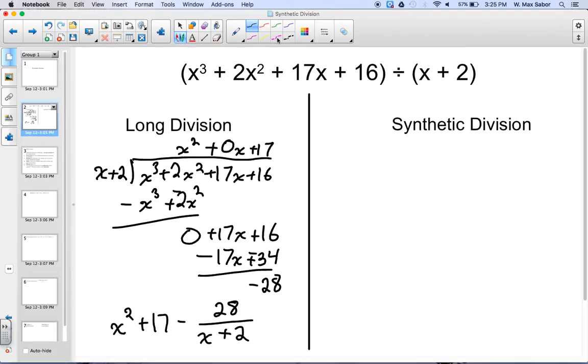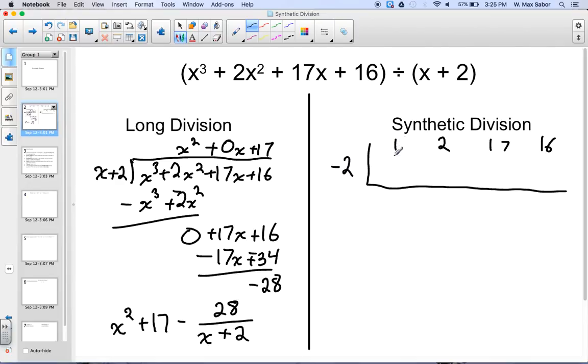So with synthetic division, the process overall is the same, but it looks a lot simpler, and it's a lot faster to do. So the idea is we write out just the coefficients of these terms. Rather than writing out the entire polynomial, we just write out the coefficients. Then we write the solution to the divisor. So I'm not going to write 2 here. I'm going to write negative 2, because negative 2 plus 2 gives us 0.